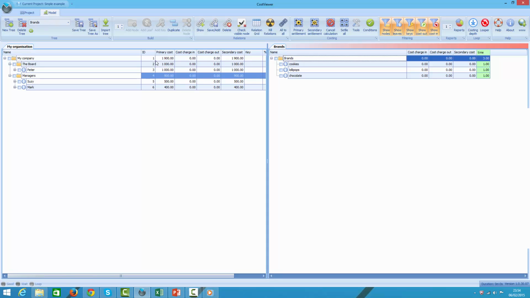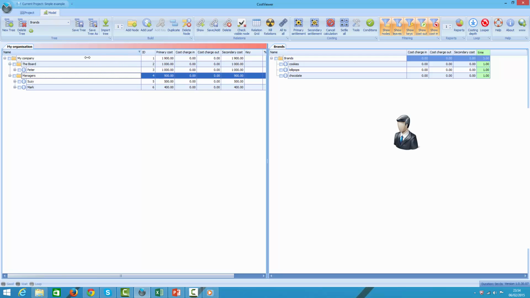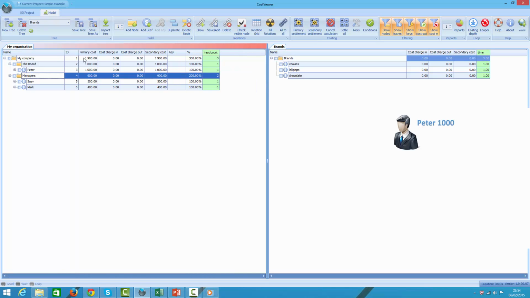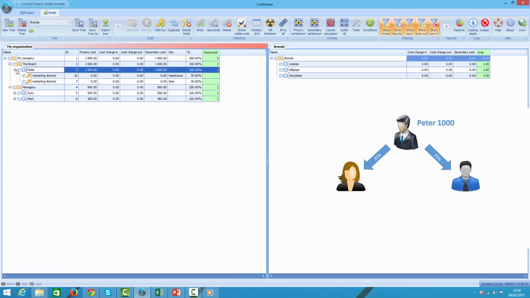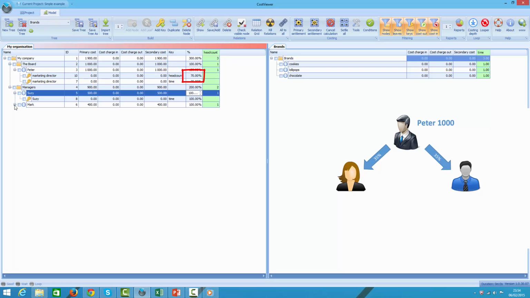Looking at the left pane, we have the marketing director, let's call him Peter, whose salary is 1,000. Peter claims to spend 70% of his time managing his marketeers, Susie and Mark. Susie, given she's more senior than Mark, earns 500 and Mark earns 400.